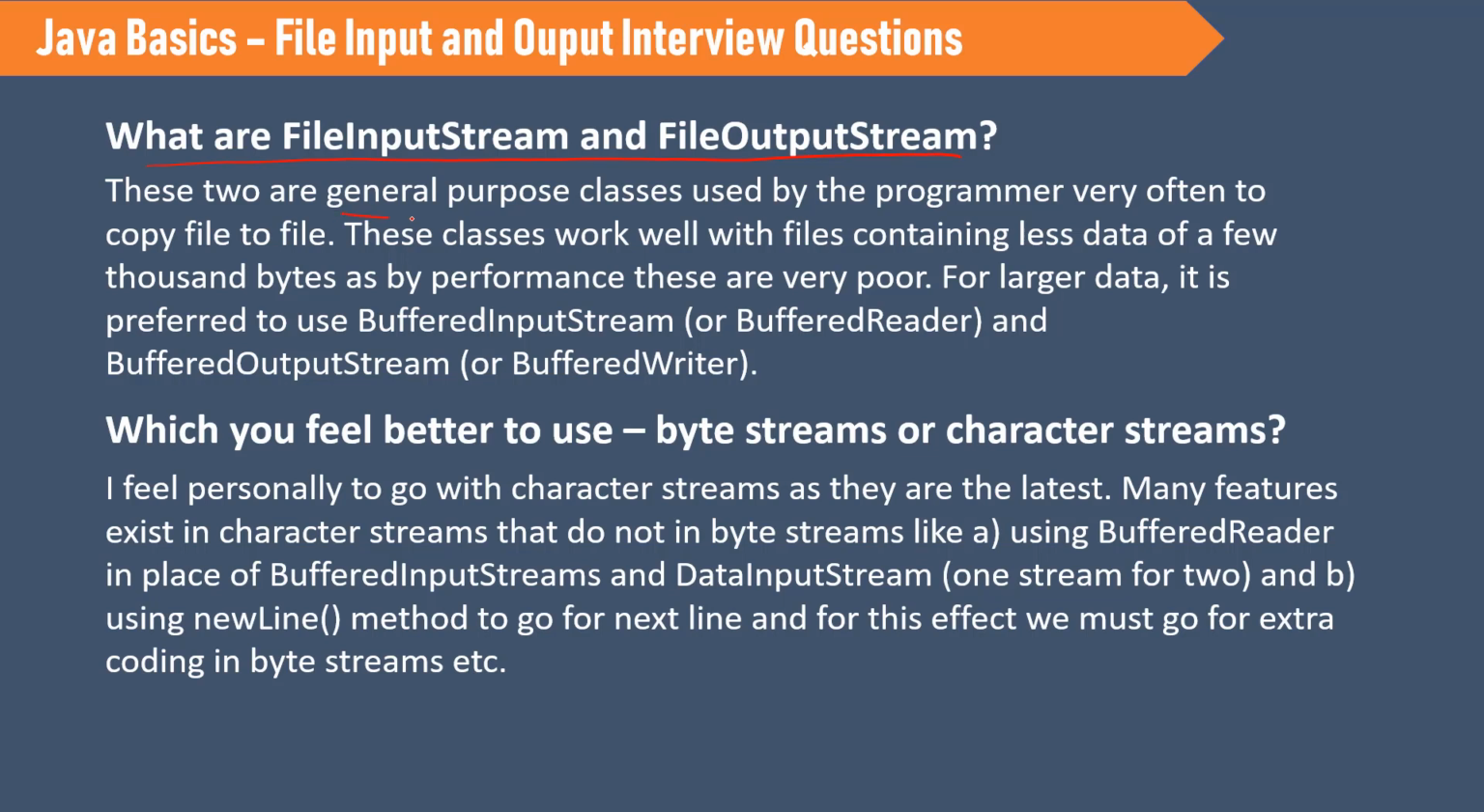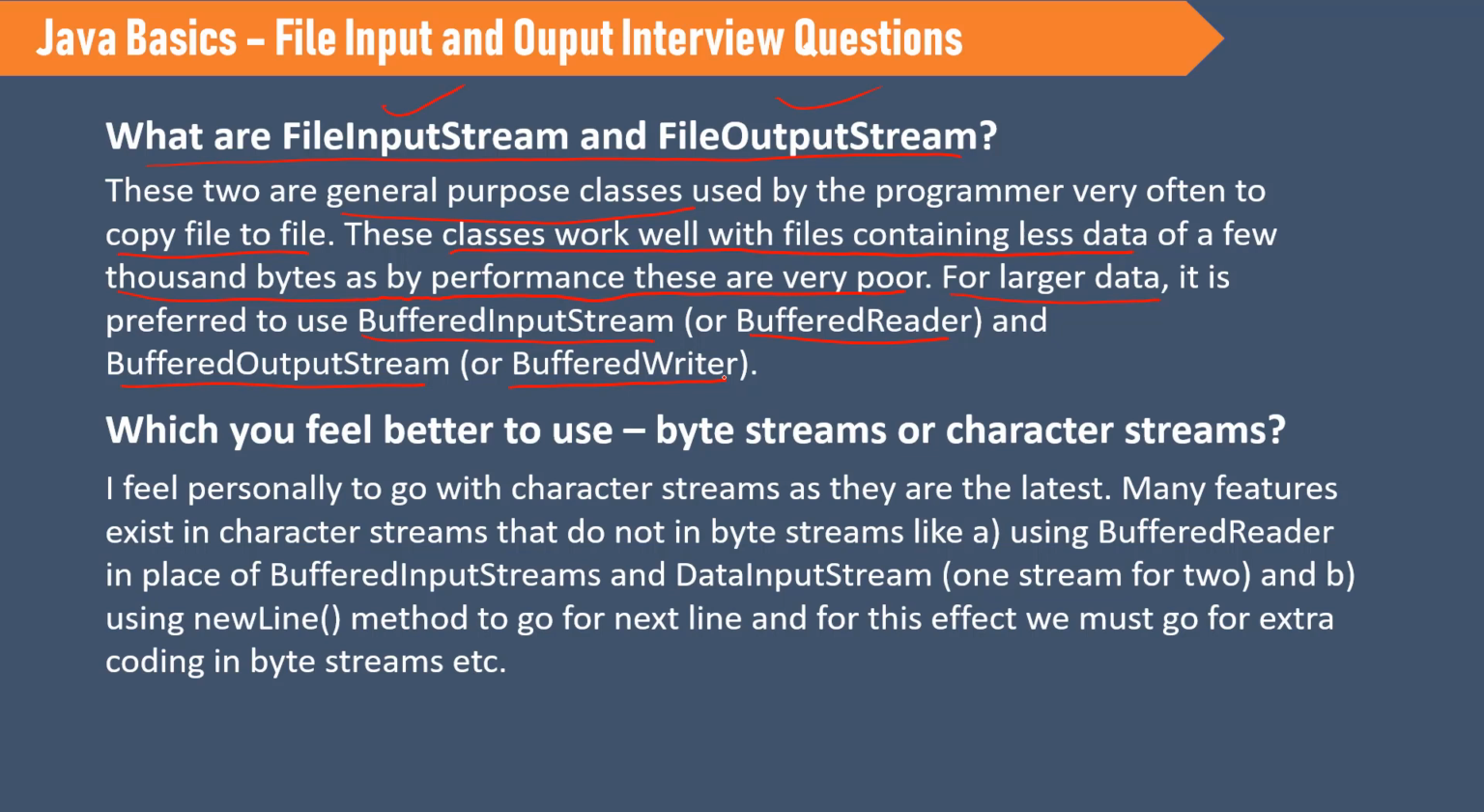What are FileInputStream and FileOutputStream? These are two general purpose classes used by programmers very often to copy file to file. We have seen FileReader and FileWriter, but we can also use the byte oriented streams, which are FileInputStream and FileOutputStream. But these classes work with files that contain less data, that means a few thousand bytes. In terms of performance, these are very poor. So if the files are smaller and you have only a few thousand bytes of data in a file, then you can use FileInputStream and FileOutputStream. If you have a large amount of data, then it's better to go with BufferedInputStream for byte oriented streams or BufferedReader for character oriented streams, and BufferedOutputStream for byte oriented streams and BufferedWriter for character oriented streams.